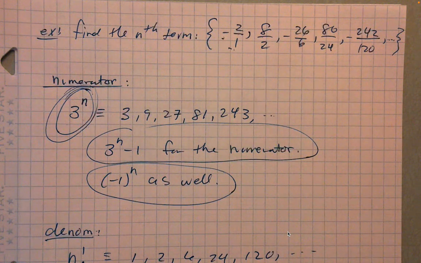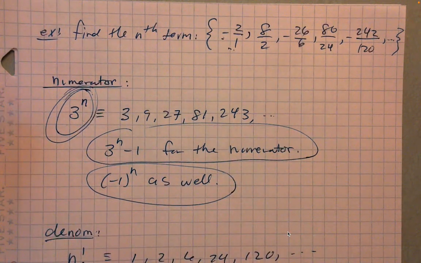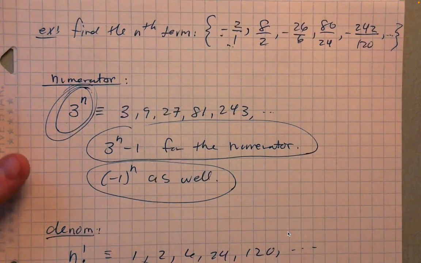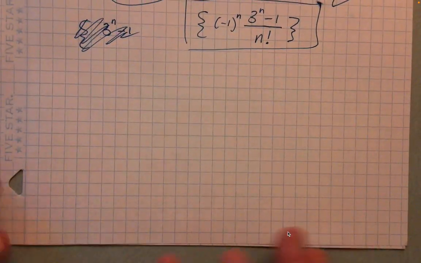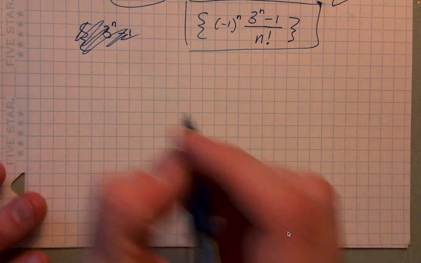Okay, so that is another example, a slightly trickier example. We'll leave it at that. So that's a good example of finding an nth term. Okay, let's shift gears slightly and talk about something called monotonic sequences.